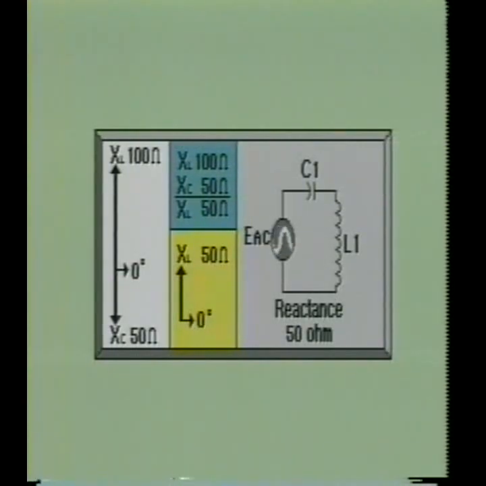The total reactance of this circuit would be 50 ohms of inductive reactance. This was obtained by subtracting the smaller reactance from the larger.